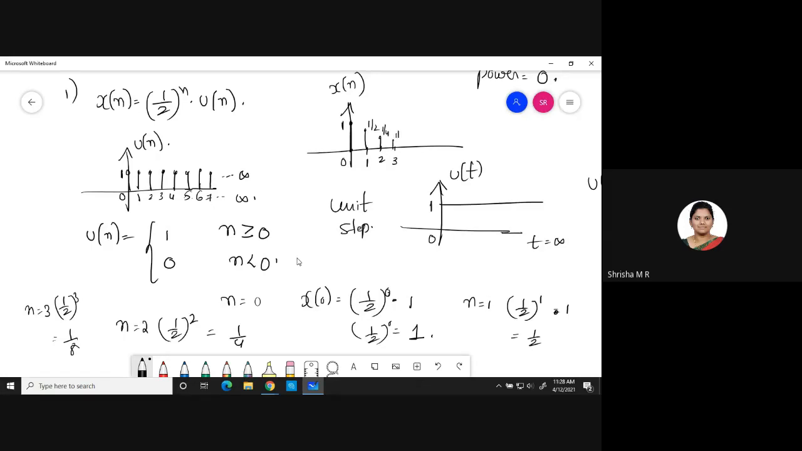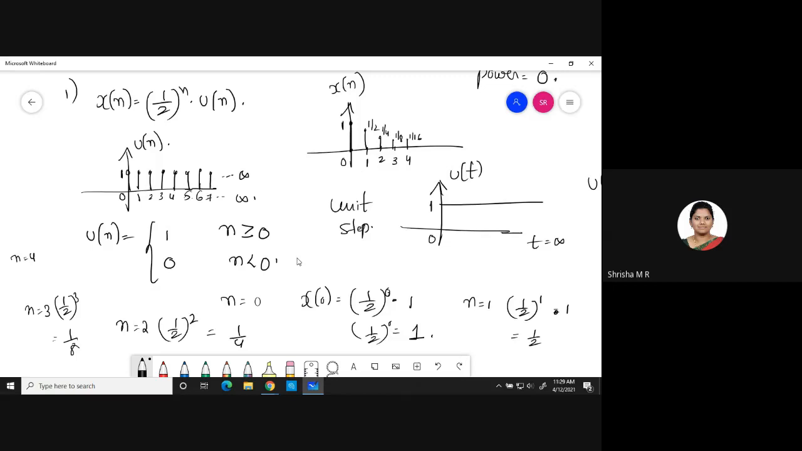Then you have 1 by 8. Then at n is equal to 4, what is the signal? 1 by 16. So what type of signal is this? So what is the question, ma'am? What you have to find? You have to find energy or power of the signal.